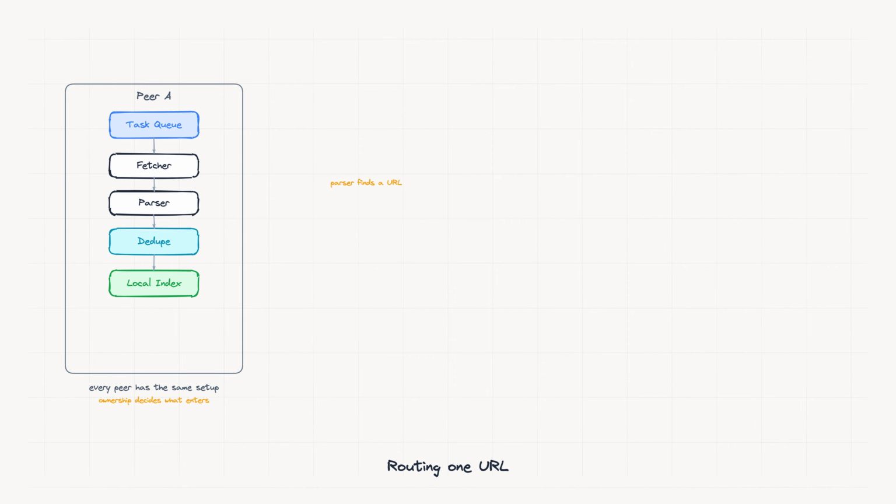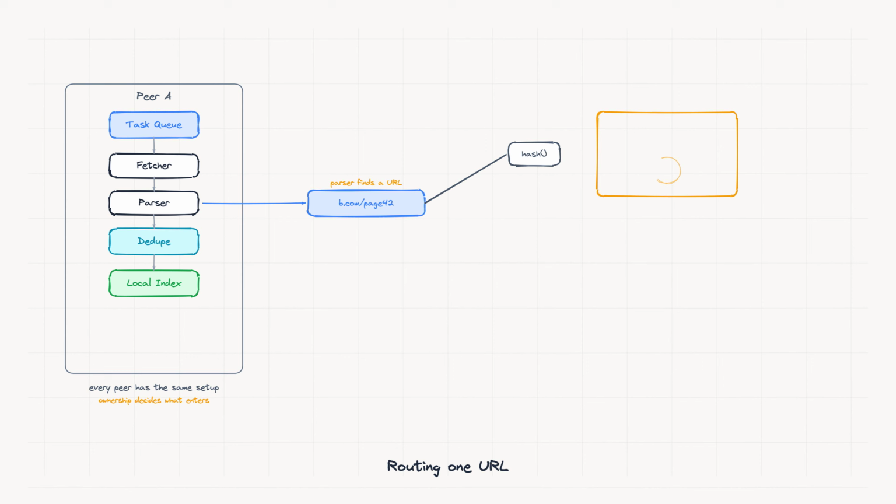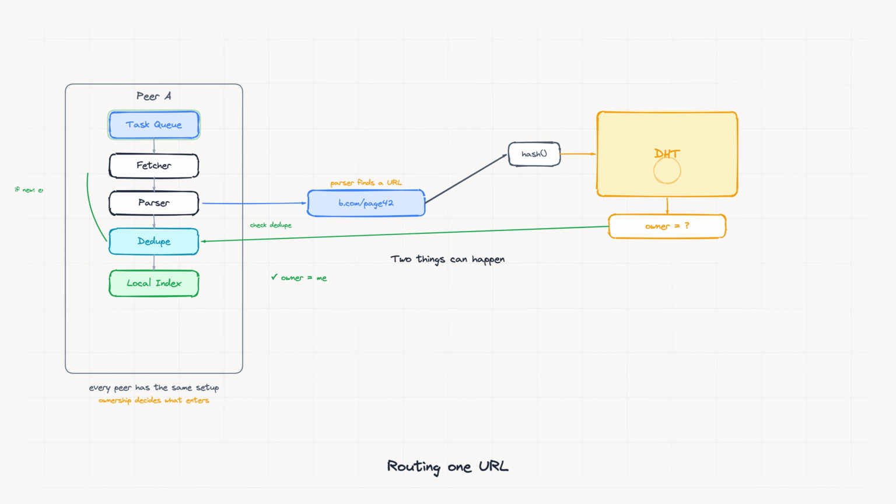Say a peer is crawling a page and the parser finds a new URL. It derives a key, calls the DHT lookup and gets back an owner. Two things can happen. If the owner is me, I check my dedupe state. Have I seen this task before? If not, I add it to my task queue. It'll get fetched, parsed and indexed like any other task.